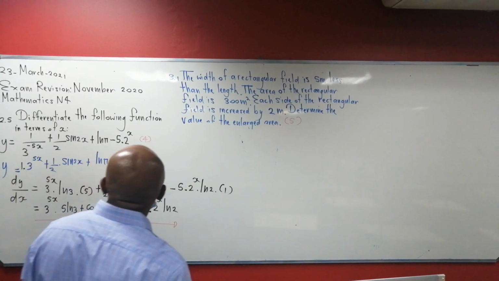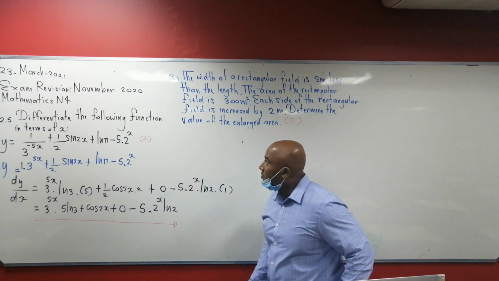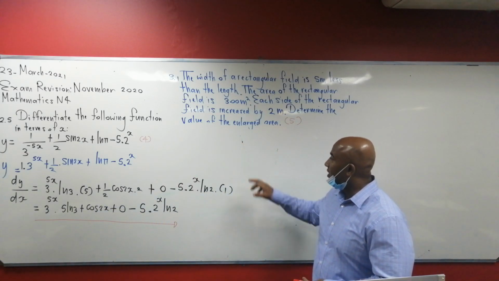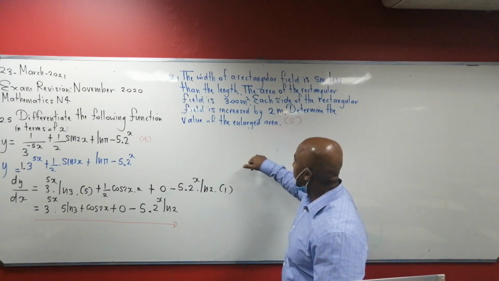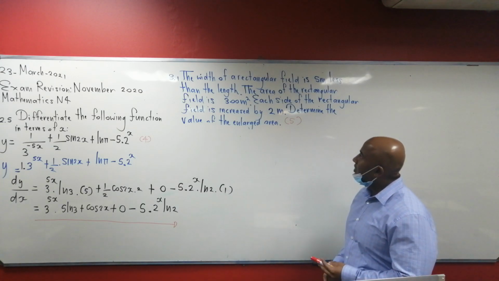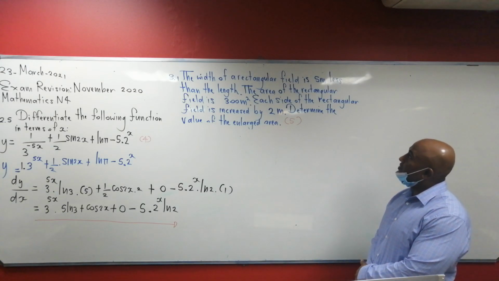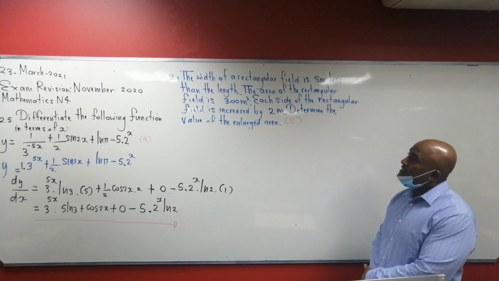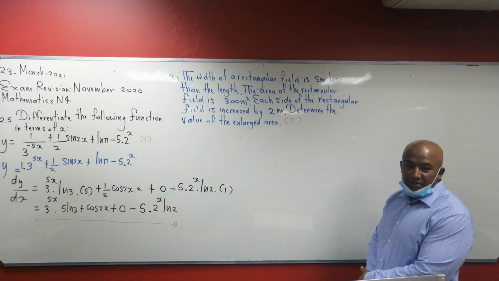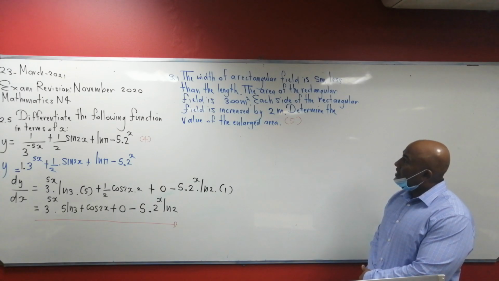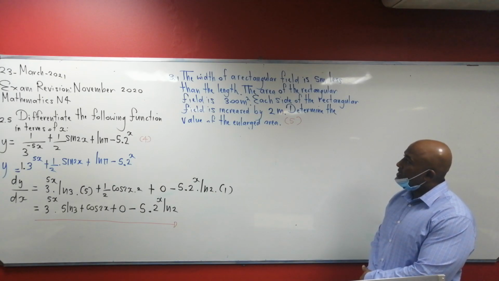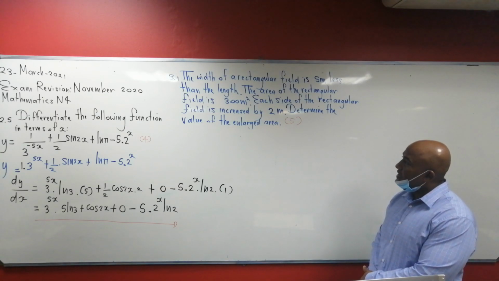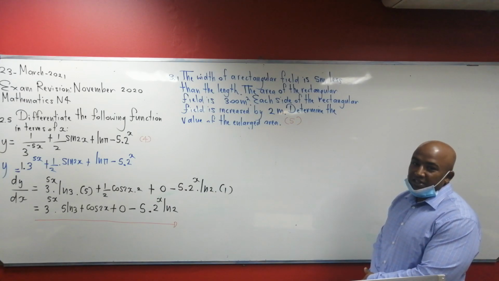The next question here, 3.1, your word problem. You always get a word problem in N4. So, the width of a rectangular field is 5 meters less than the length. The area of the rectangular field is 300 square meters. Each side of the rectangular field is increased by 2 meters. Determine the value of the enlarged area.